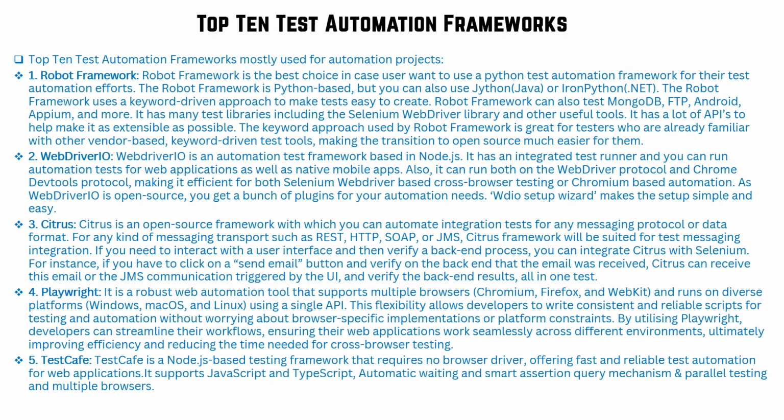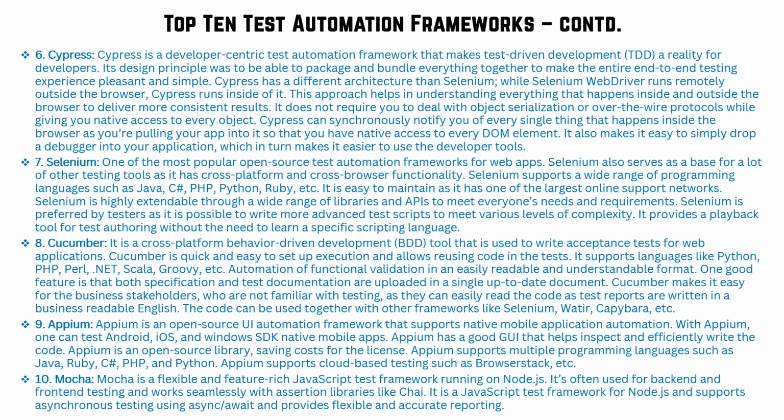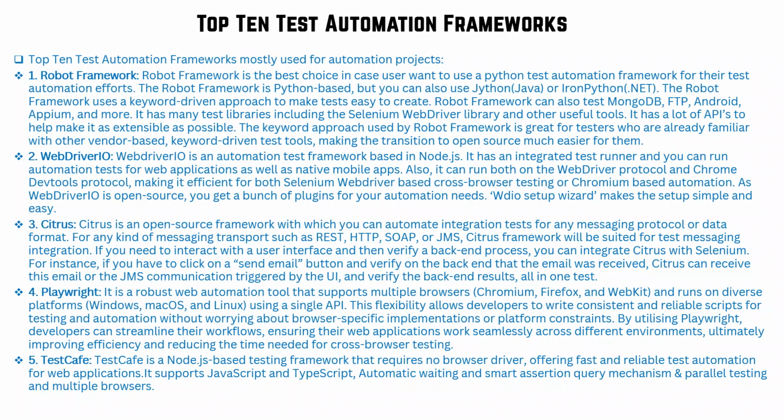Now, I will try to explain a couple of important frameworks in automation, like the 10 automation frameworks which are mostly used in the automation world. Apart from that, there are other frameworks as well, but you need not worry about those. Like Robot, WebDriverIO, Citrus, Playwright, TestCafe, Cypress, Selenium, Cucumber, Appium, and Mocha. These are the important frameworks you will be using, not only for Selenium or Java, but maybe for other frameworks, API automation, or with JavaScript, TypeScript, or Python, C# languages like that.